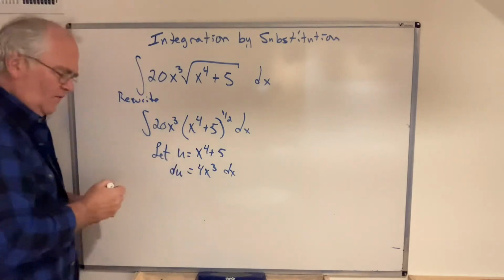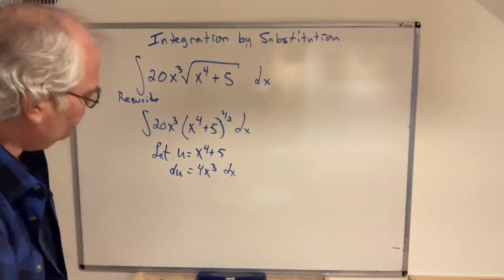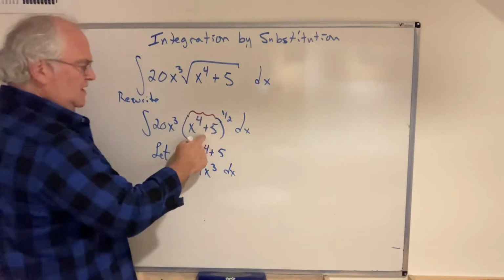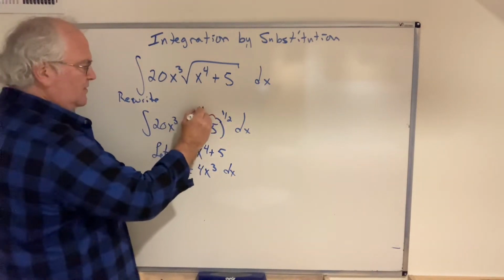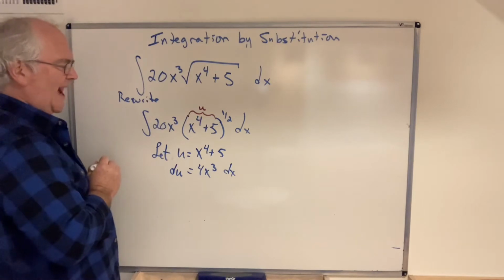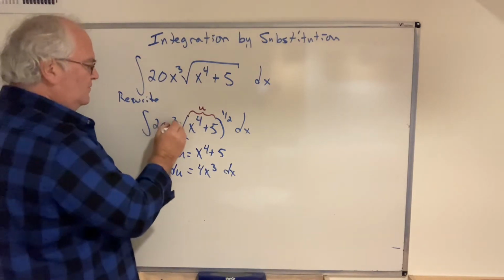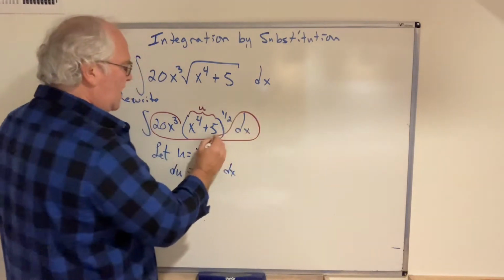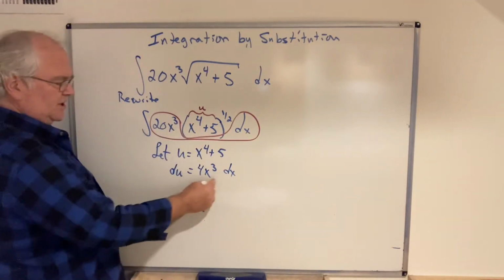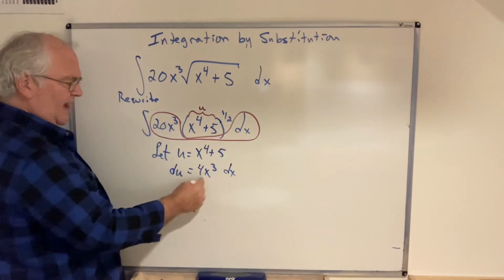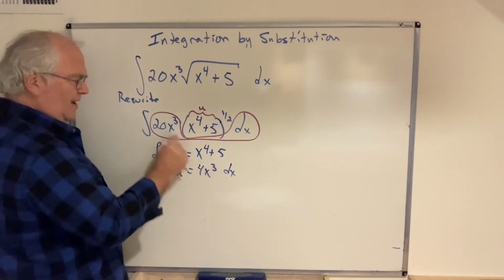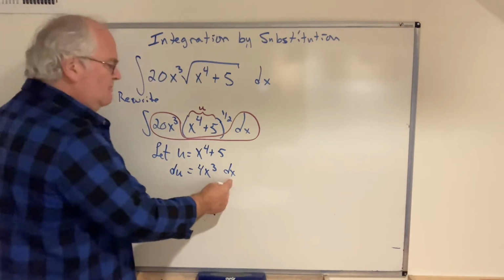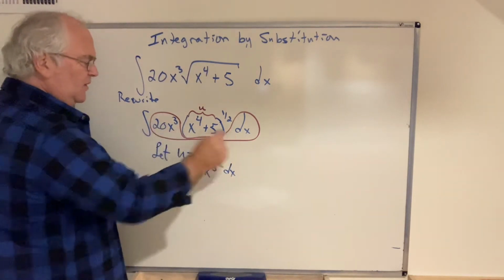So what have we translated so far? So far, we have this. This we know how to translate. That is the u. What is now left unaccounted for? We don't yet have 20x to the third, and we don't yet have dx. We're close. We almost have that. See, we have 4x to the third dx, but we want it to be 20x to the third dx.